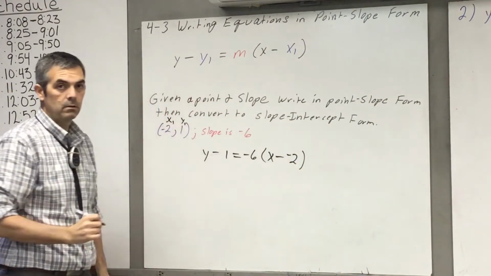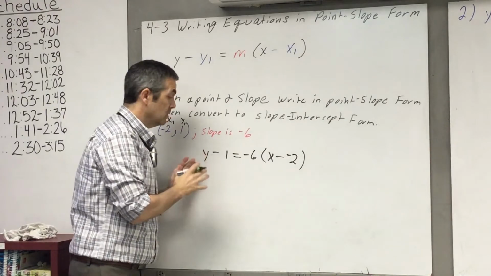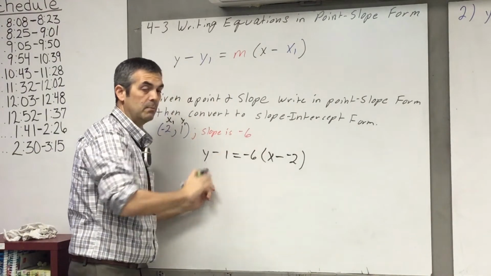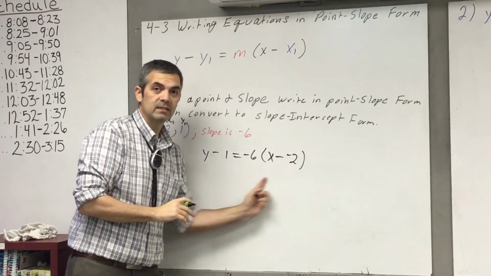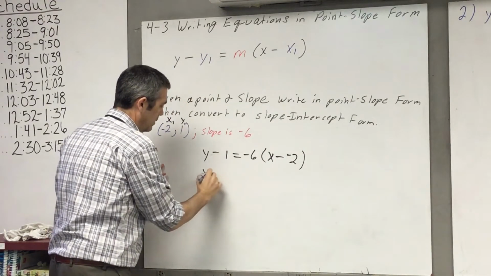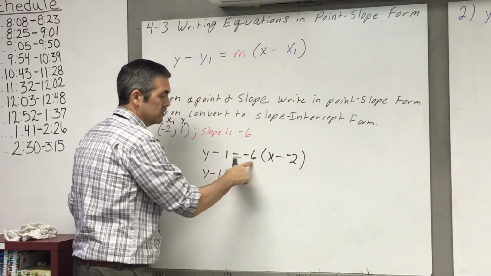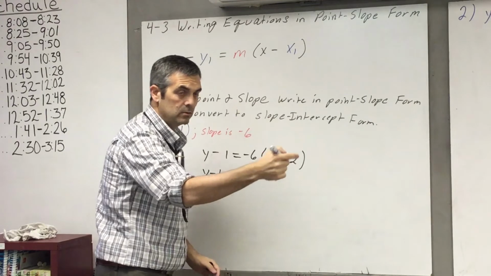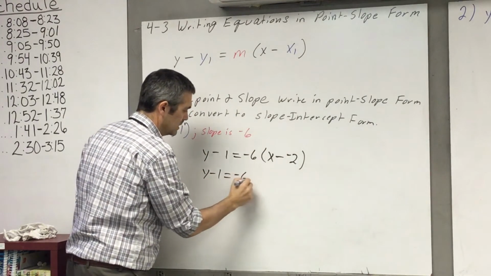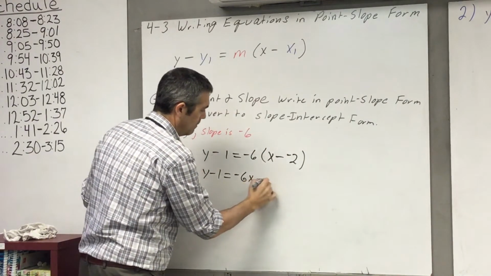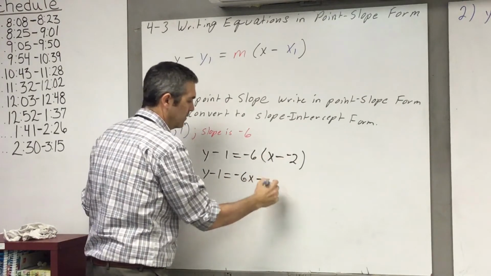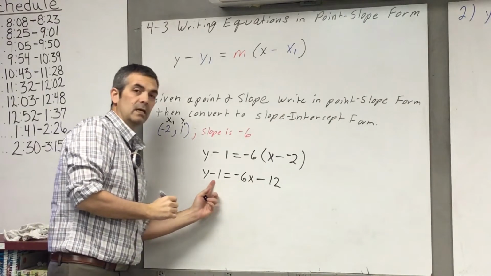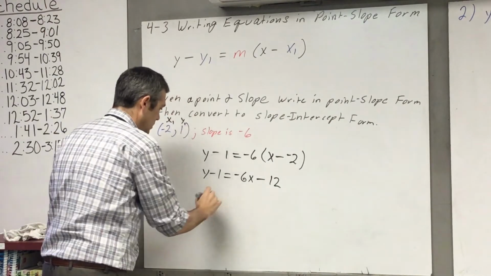close parentheses. All right, now we want to solve for our y here. So we're going to be moving everything over to the other side, but before we do that, we got to simplify this side right here. So y minus 1 equals distributive property. This gets multiplied by each term inside of those parentheses. -6x minus negative times a negative gets a positive. There we go.